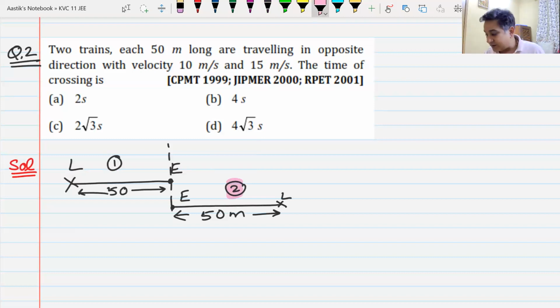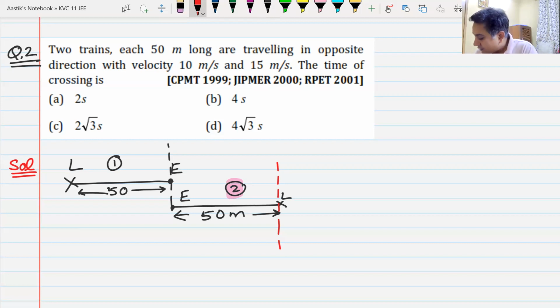Now, once I become train number 2, train number 2 does not go anywhere. So this just remains here. When will train number 1 cross train number 2? Remember, train number 2 does not go anywhere now because we have already become train number 2. So we are not going anywhere. When does train number 1 cross train number 2?